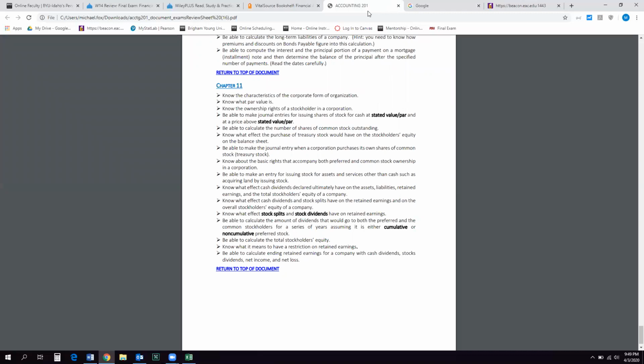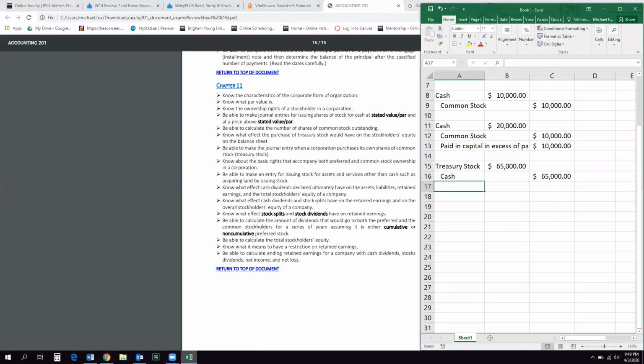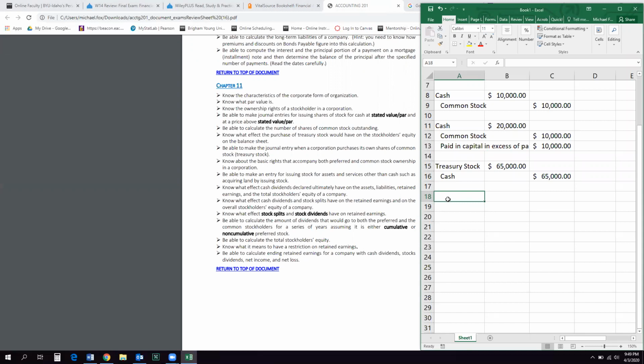Be able to make an entry for the issuing of stock for assets and services other than cash, such as acquiring land by issuing stock. So again, that's pretty straightforward. The transaction would look something like the asset, let's say land, goes up by its fair market value. I think that confuses people sometimes. Let's say the fair market value is $50,000.